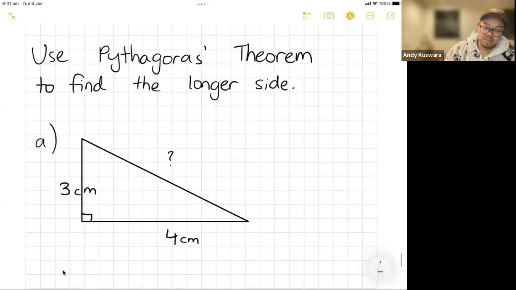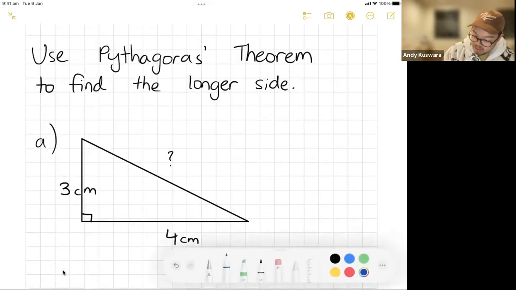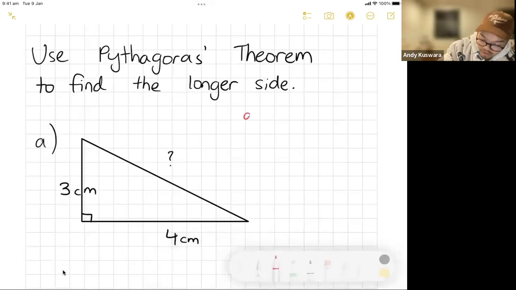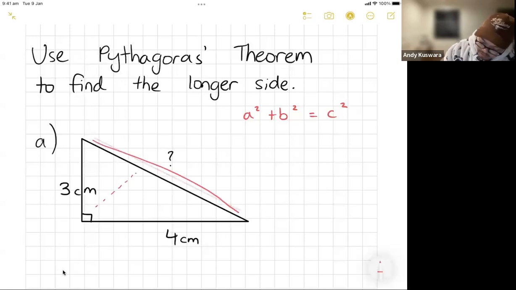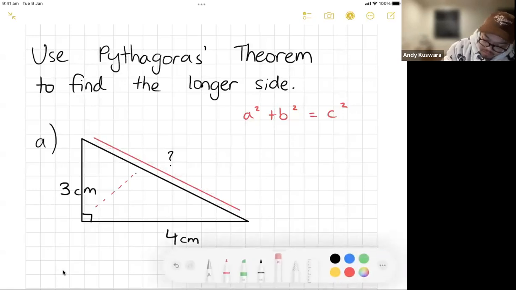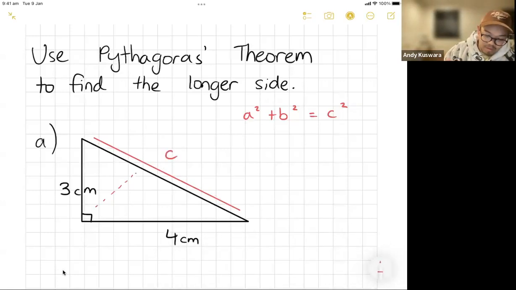Now we're going to use Pythagoras' theorem to find the longest side, or the hypotenuse. I'm just going to write here, we remember our formula is a squared plus b squared equals c squared. I'm also going to label my hypotenuse, this guy here. I'm going to call this the letter C. I'm going to take away that question mark. It is now the letter C. Now let's try to find that length. That would make that A and that B. It doesn't matter too much which one's which, as long as for sure the C is my hypotenuse.